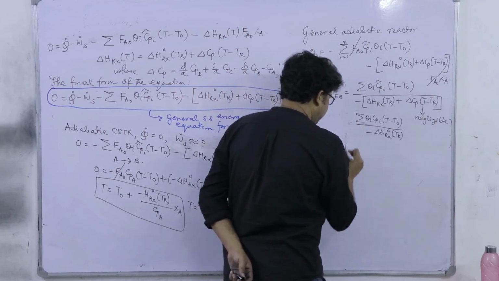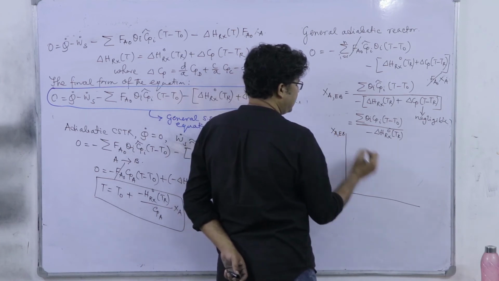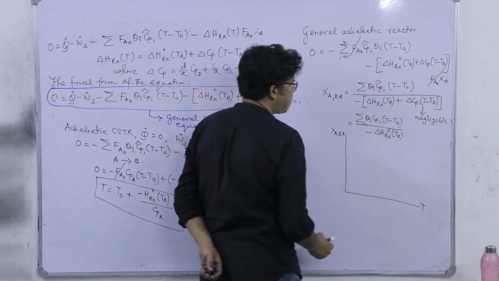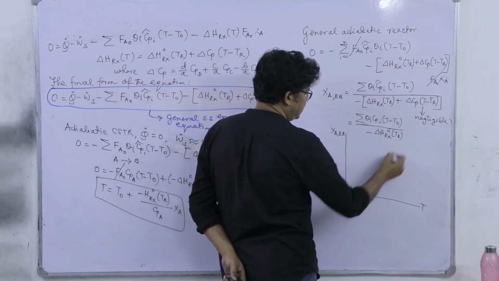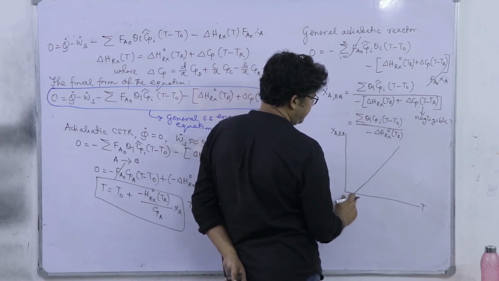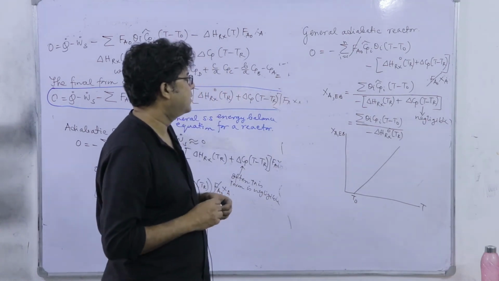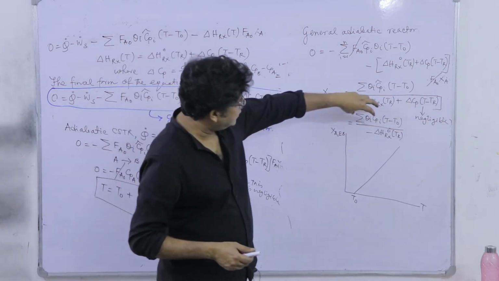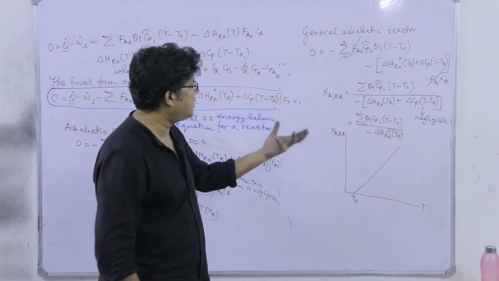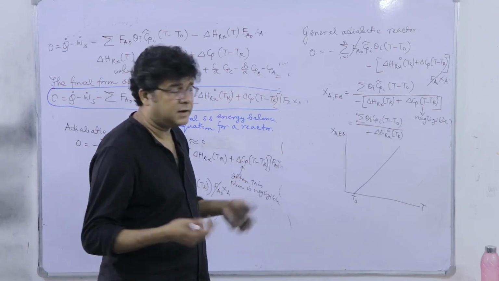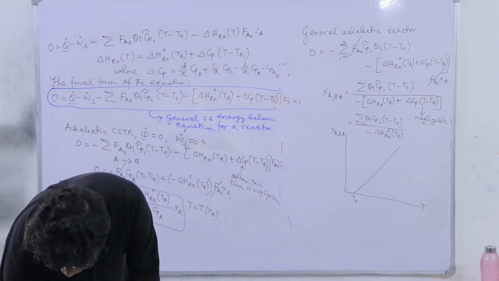So we have a kind of linear relationship between X_A predicted by the energy balance and temperature. And it will be something like this. At T equal to T_0, X_A is zero. Its slope is the summation of Cp_i θ_i divided by minus ΔH_Rx, and for an exothermic reaction it will definitely give you a positive slope. So that's the idea of adiabatic reactors.